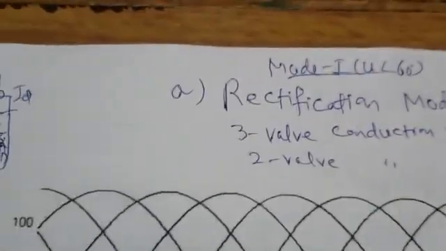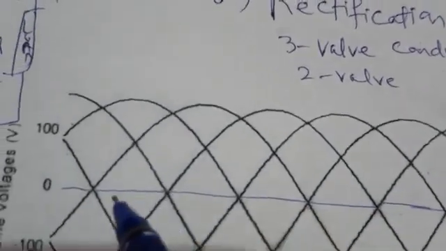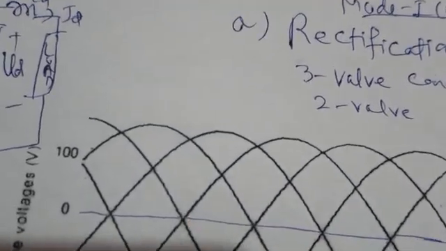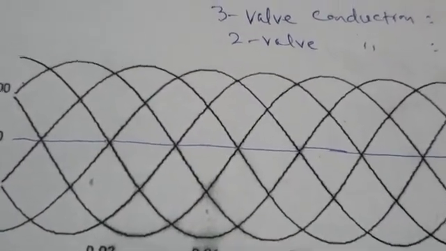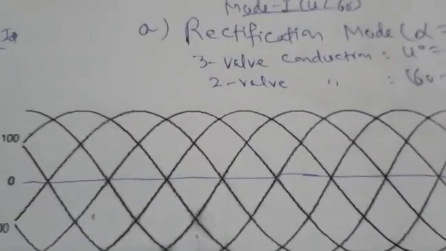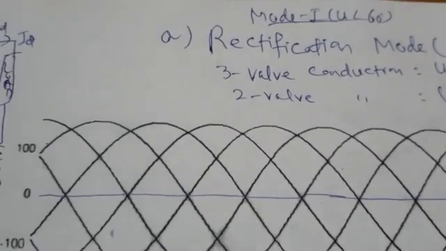Now I can start with the firing of valve 3. What is the commutation voltage of valve 3? If you remember, in our last lecture I already told you that the commutation voltage of valve 3 is EBA.